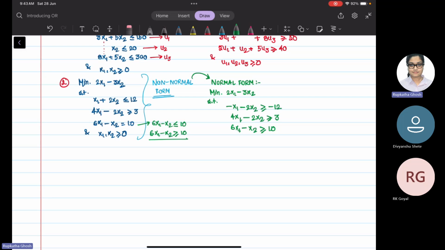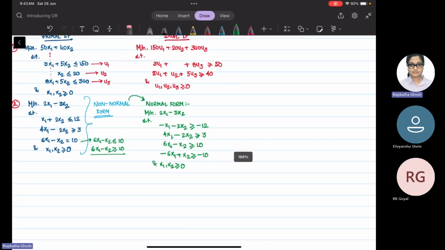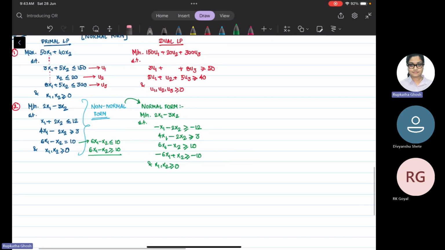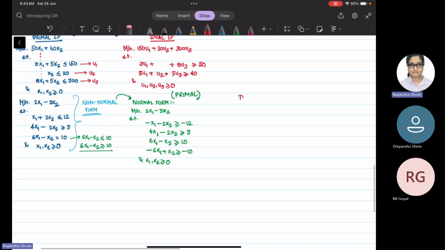What about the other one? How do I convert that? Same logic, multiply by -1. So minus 6x1 plus x2 greater than or equal to minus 10. And x1, x2 greater than or equal to 0. So now you have a normal form. And now if I have to convert from here to a dual LP, this is the normal form of a still primal model. If I want to convert this to a dual LP, what will it be?